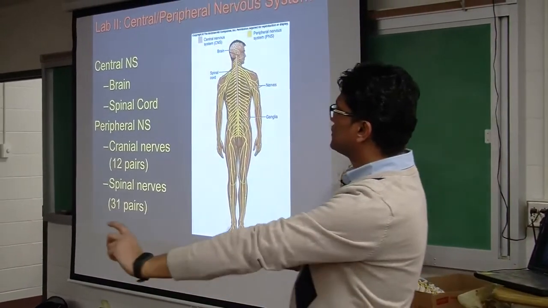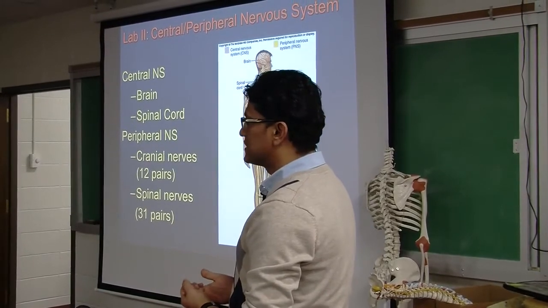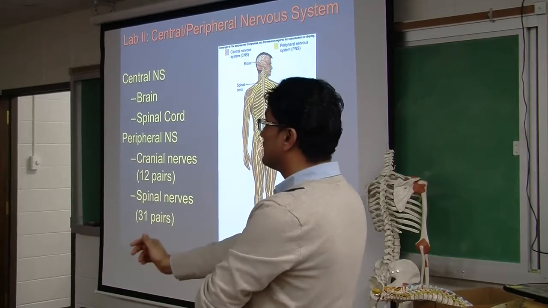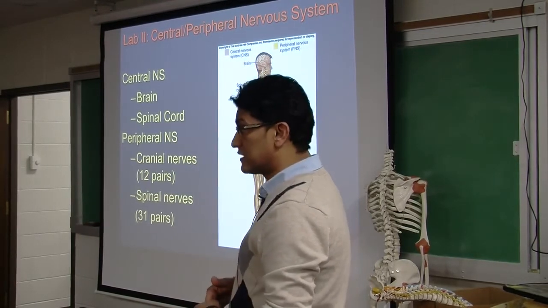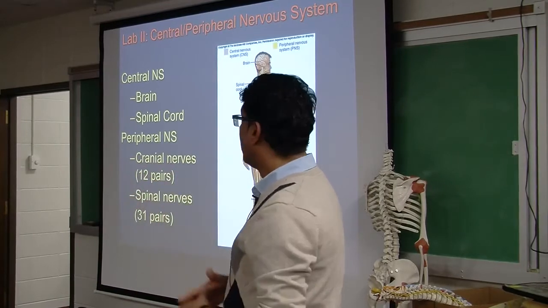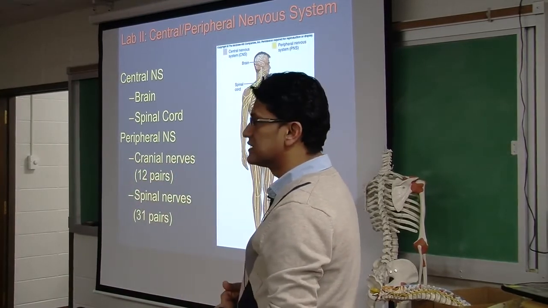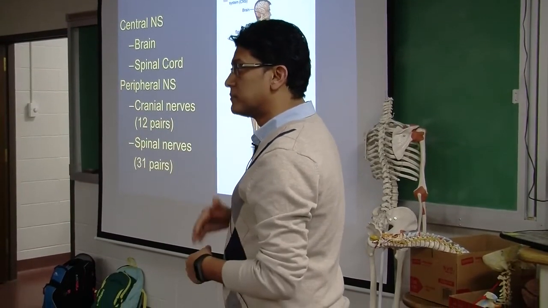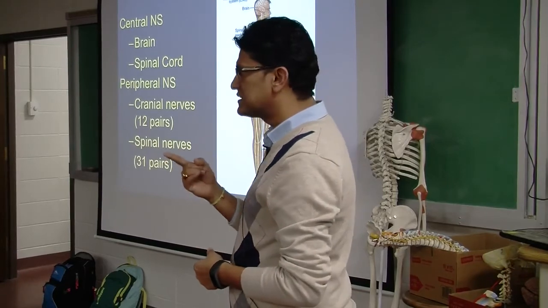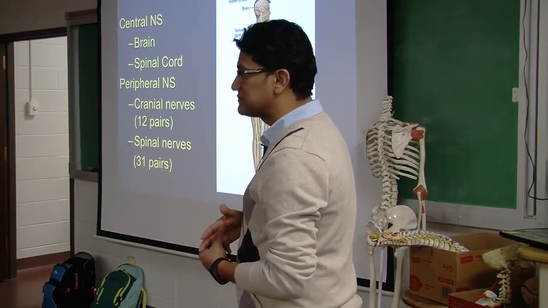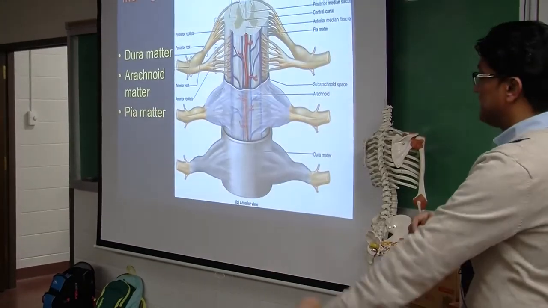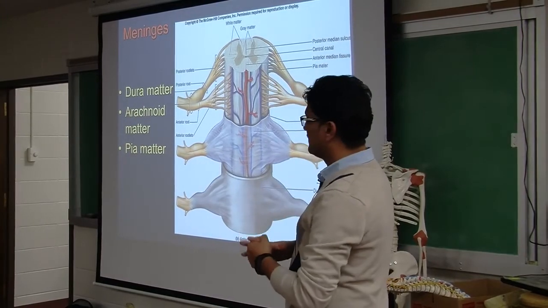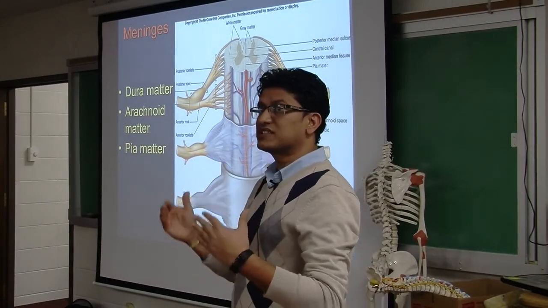In the second lab, we went over the central and peripheral nervous system. I think you guys pretty much know about them. The central nervous system deals with the brain and spinal cord, as the name indicates. The peripheral nervous system deals with the nerves arising from the periphery of the brain and spinal cord. The brain gives rise to the cranial nerves, and the spinal cord gives rise to the spinal nerves. Both the spinal cord and brain are covered by 3 protective layers. The outermost layer is called the dura mater.